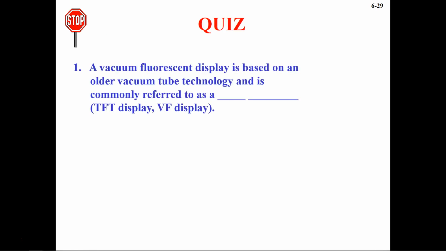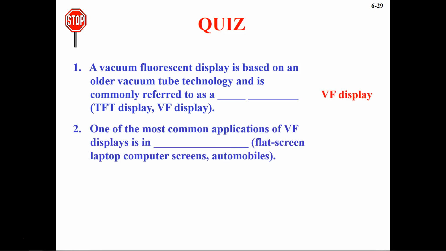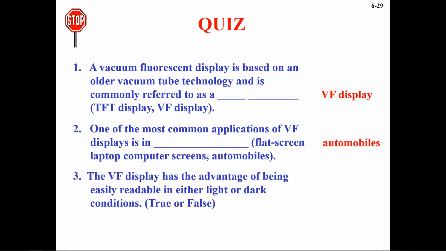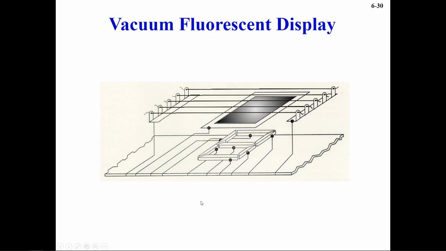Now let's do a quick quiz. A vacuum fluorescent display is based on an older vacuum tube technology and is commonly referred to as a VF display. So this is a VF display. And second, one of the most common applications of VF display is in flat screen laptop computer screens, automobiles. So automobiles, it has a common application. And then, the VF display has the advantage of being easily readable in either light or dark conditions. So is it true or false? It is true, because we learned that in different weather conditions also the display looks fine. So this is true.